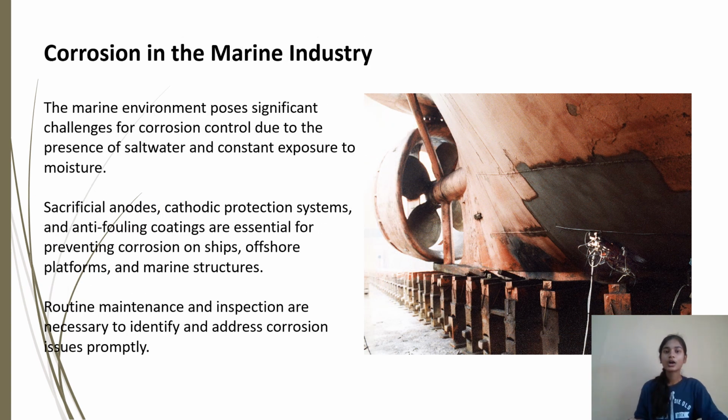Corrosion in the marine industry. The marine environment poses significant challenges for corrosion control due to the presence of salt water and the constant exposure to moisture. Sacrificial anodes, cathodic protection systems, and anti-fouling coatings are essential for preventing corrosion on ships, offshore platforms, and marine structures. Routine maintenance and inspection are necessary to identify and address corrosion issues promptly.